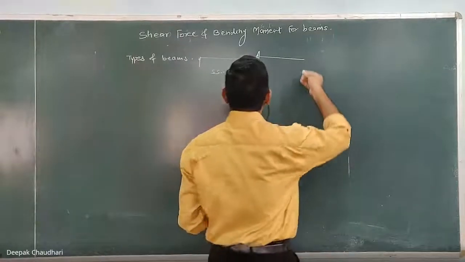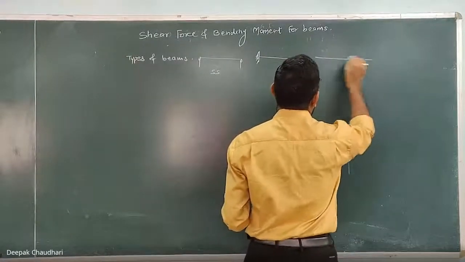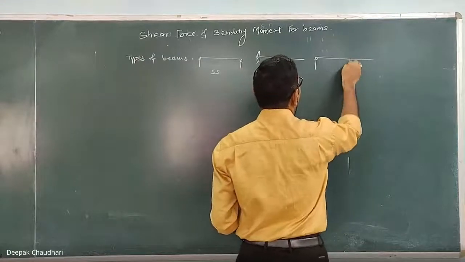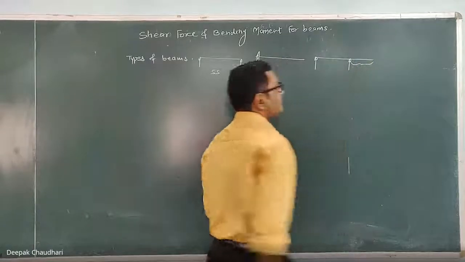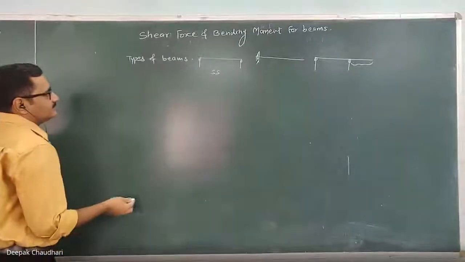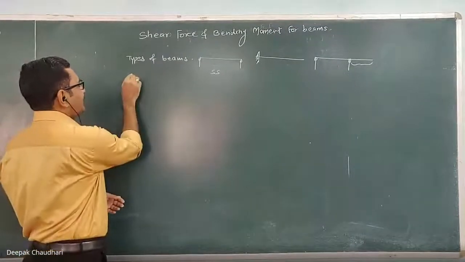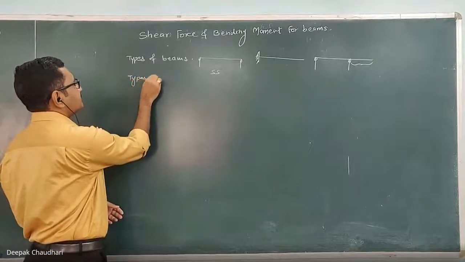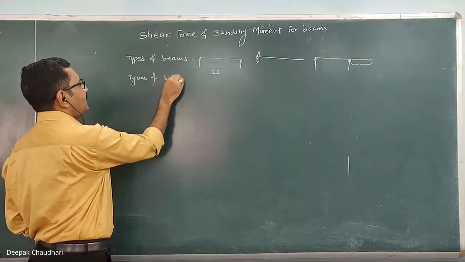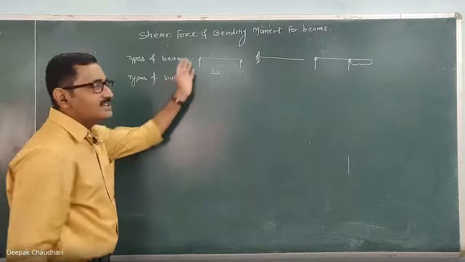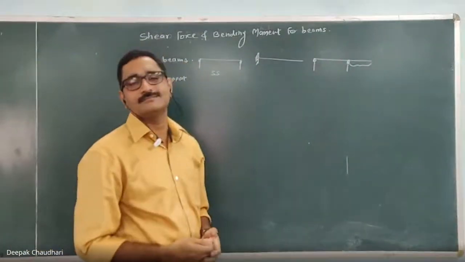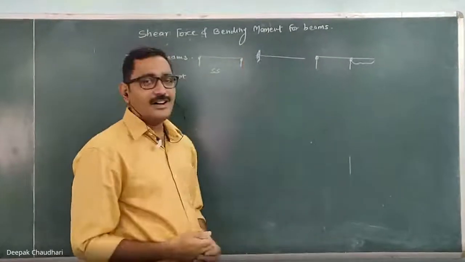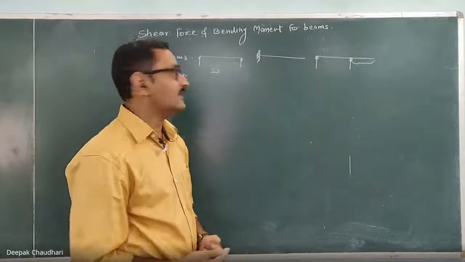And the third type of beam is the overhanging beam. Here, when part of the beam is extended beyond the support, such a beam is known as an overhanging beam. Then types of support to the beam. One is a hinge support, where there are 2 unknowns. The other one is a roller support. There is only 1 unknown. Fixed support, there are 3 unknowns here.